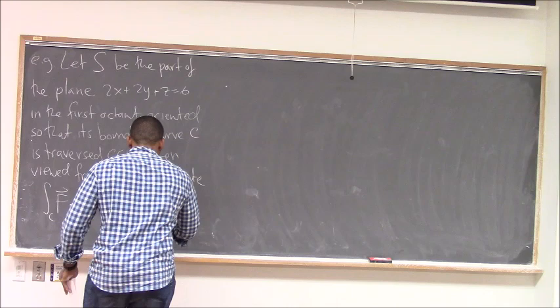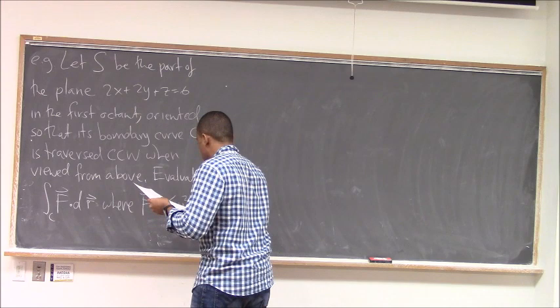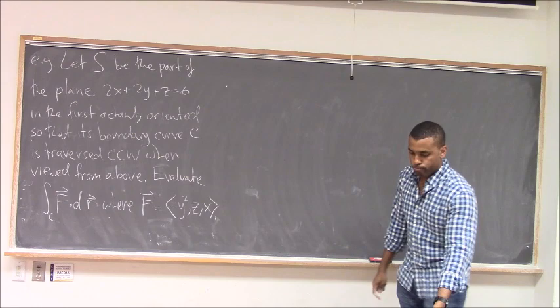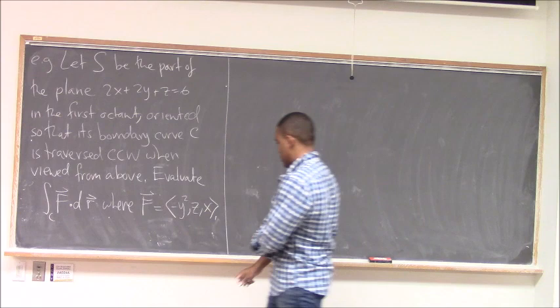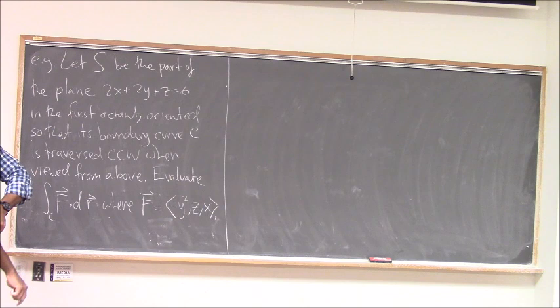So I'm asking you to do the work integral for this vector field: minus y squared, z, x. Usually if I'm giving a test, I'll ask you to do it both ways, but here I'm going to emphasize doing it the double integral way, because I would assume we all know how to deal with the line integral by now.